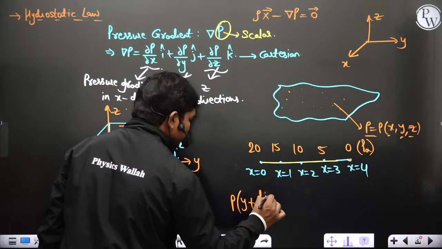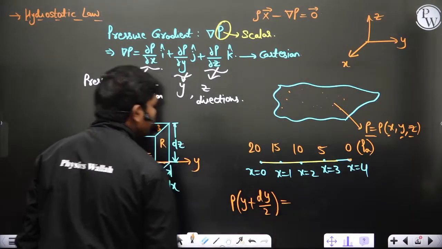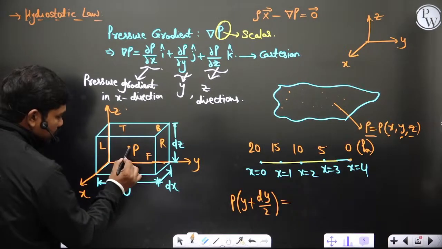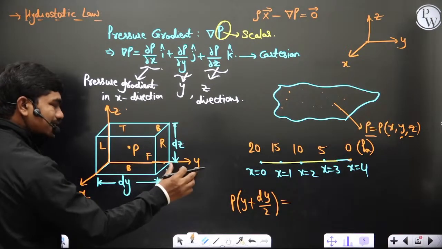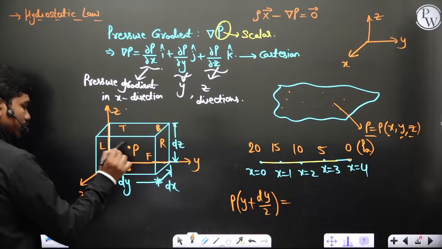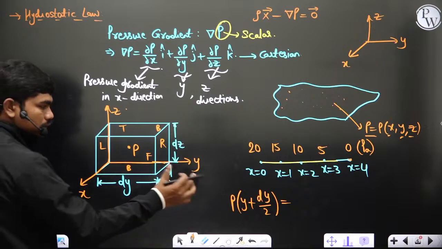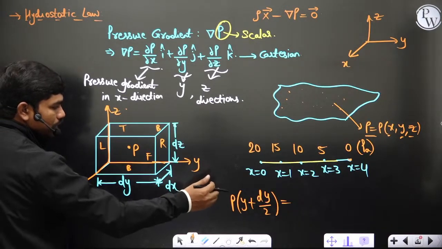Okay. So the pressure at y plus dy by 2, actually. Because if this total length is dy, the distance between this centroid and the right face is dy by 2. Similarly, the perpendicular distance between this point and the left face is dy by 2. Okay, so using Taylor series, you can see P of y plus dy by 2.